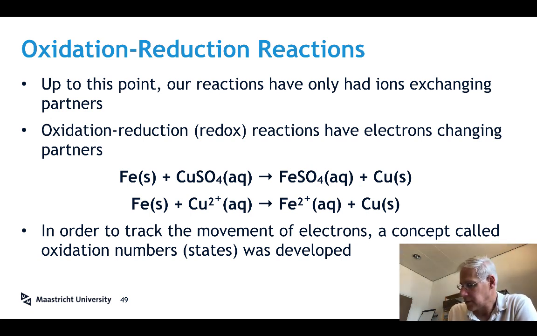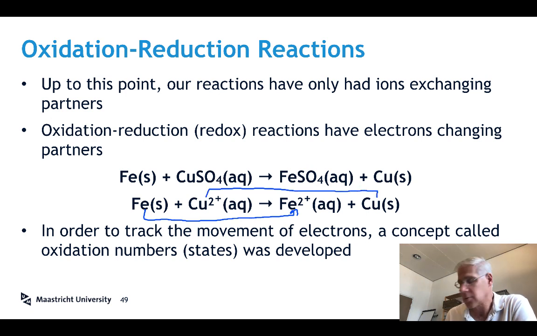What we see is that the iron goes from being a solid to being an ion, so it must have lost two electrons to go from no charge to a 2+ charge. Those electrons had to go somewhere. The copper went from being a 2+ ion to being a copper piece of metal, copper solid, so it had to gain two electrons to do that. So the electrons left the iron and went to the copper ion. So in order to track the movement of electrons, we use a concept called oxidation numbers or oxidation states.